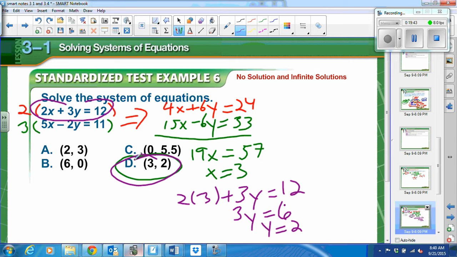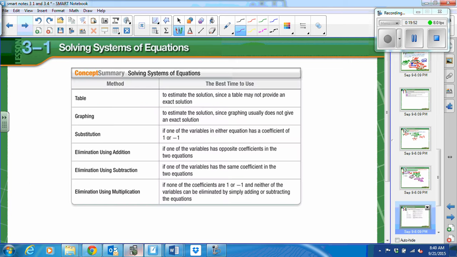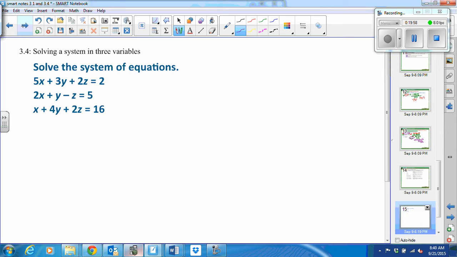It's always good to go and plug it into the other equation, the 5x minus 2y equals 11, and make sure you get a true statement, because then you're certain that you're right. So this is just summarizing what we've already talked about, the different ways to solve systems of equations.